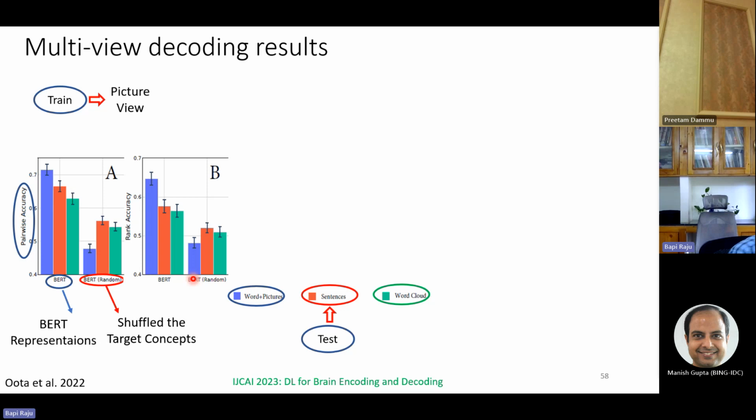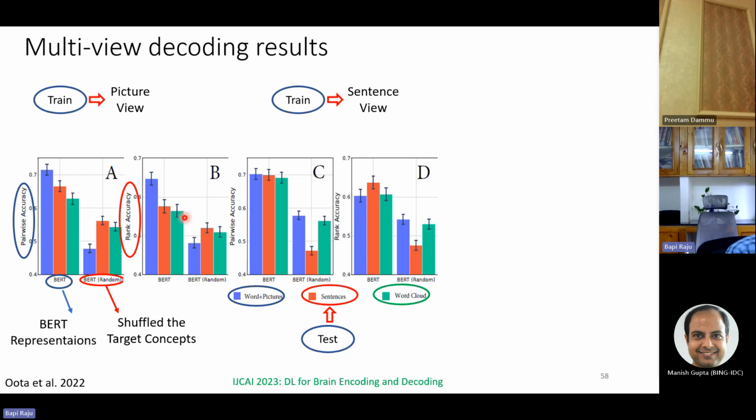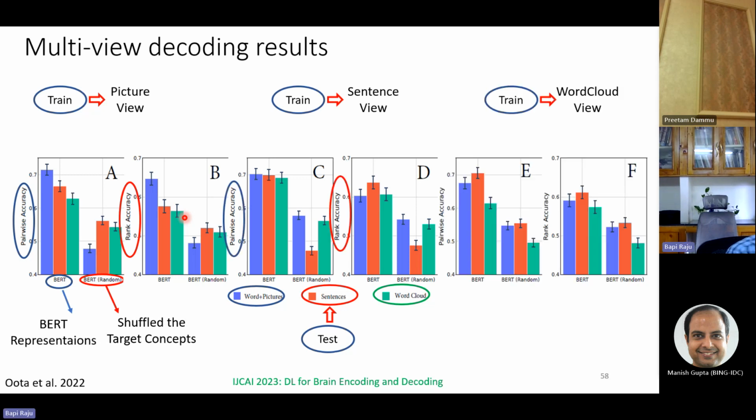Rank accuracy also paints a similar picture: higher accuracy for train, but not too bad for other decoding views, right? Rank and a similar story for sentence view and word cloud view, right?